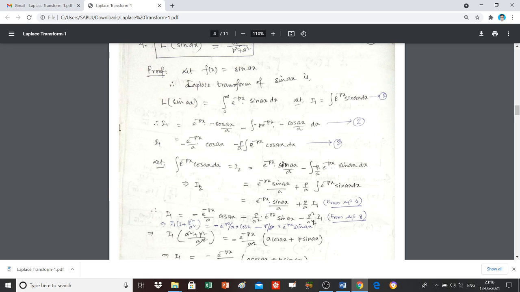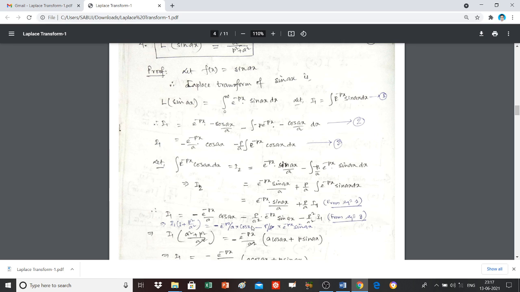So now just take this term on the left hand side, so that will provide you I1 into 1 plus p square by a square. Here I1 is common, so 1 plus p square by a square, that is equal to minus px by a, then cos x minus p by a square into minus px sin ax. So from here just simplify: I1 times a square plus p square by a square is equal to e to the minus px by a square.